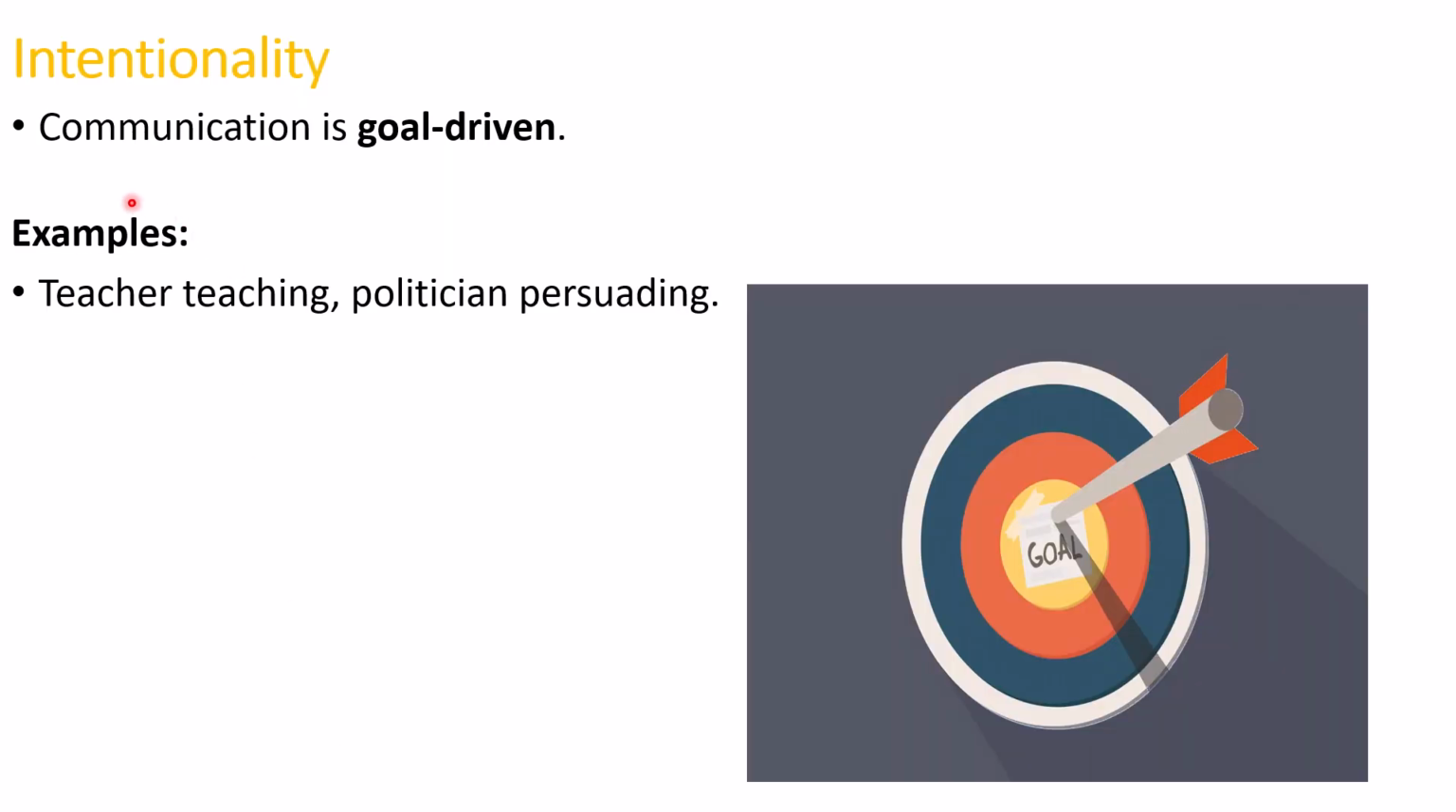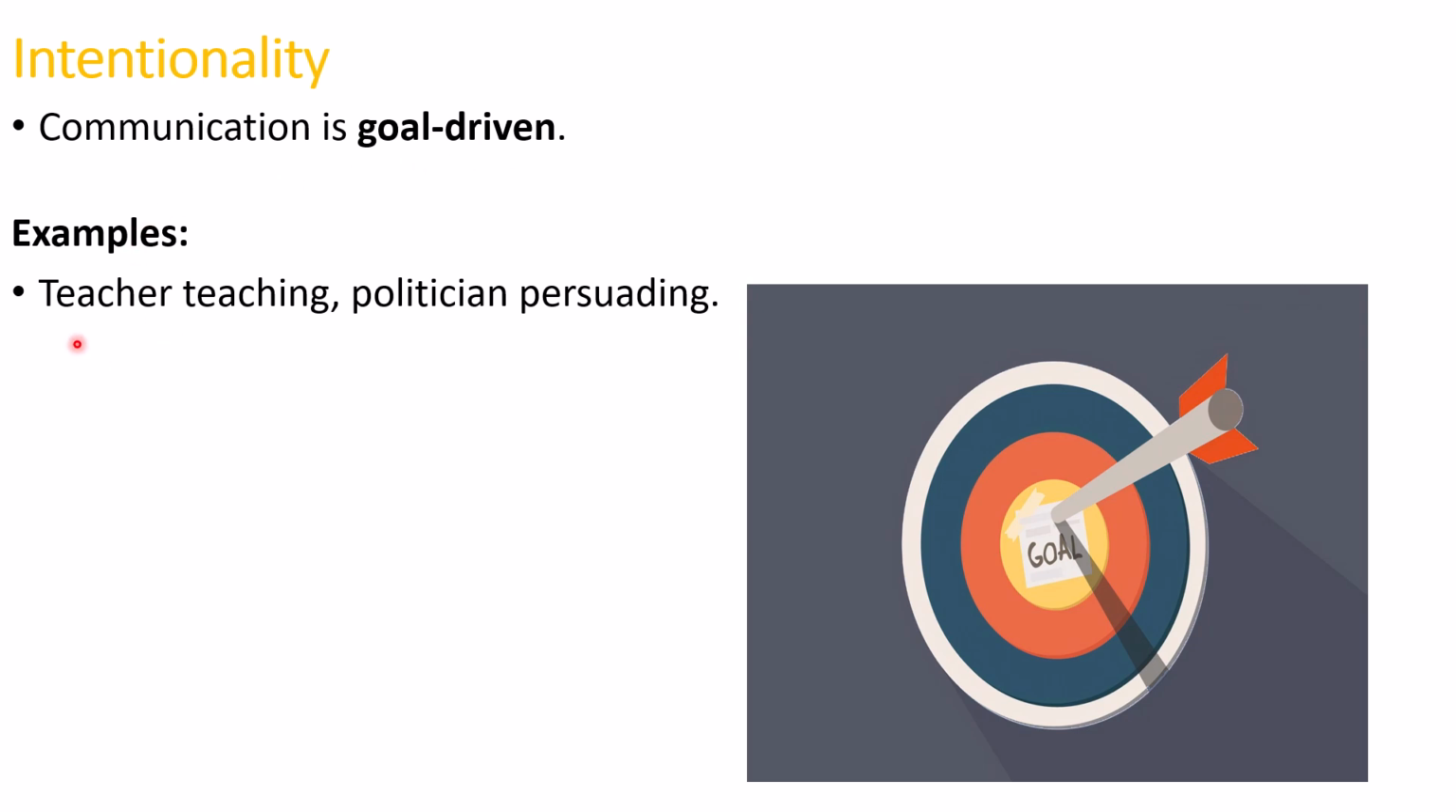Intentionality. Human communication is usually intentional. It means it is directed at achieving specific goals or eliciting responses. So we communicate with others to get a response or to achieve a specific goal. So that's why human communication is goal driven.